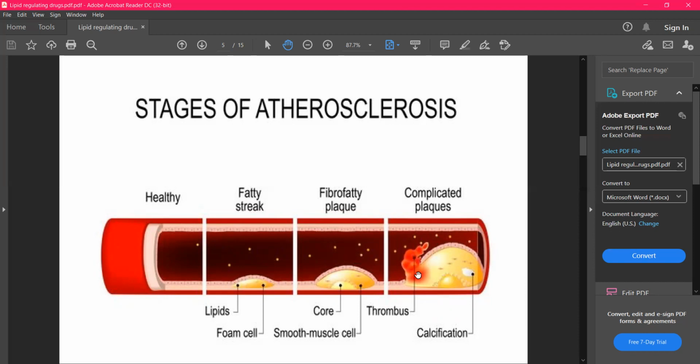Right. So what we need to understand from here is that if somebody has a higher LDL concentration in the body, the risk for atherosclerotic cardiovascular disease is high, right?